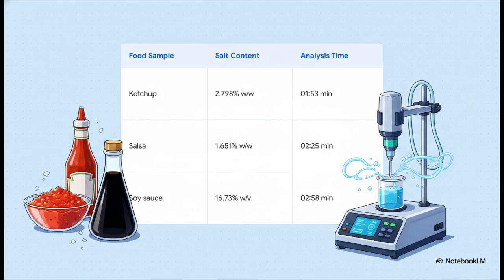And just look at these deeply satisfying real-world results from an automated lab setup. Ketchup is sitting right at roughly 2.8%. Salsa is a bit lower, but check out soy sauce. Our titrator proves it packs a massive 16.73% salt content. And what's really impressive here is that the machine generated these exact, highly reliable results in under 3 minutes of analysis time. Talk about efficiency.